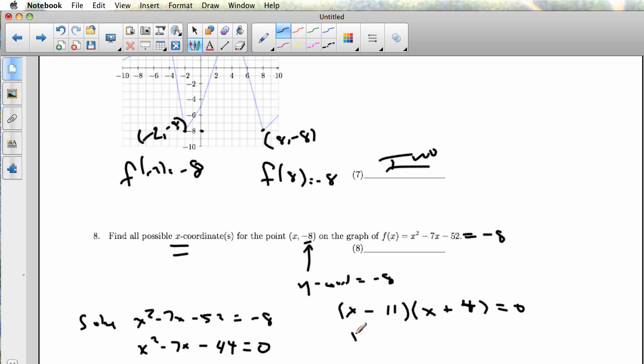But that means that x equals 11 or x equals negative 4. So that's the answer that I would write in this blank.